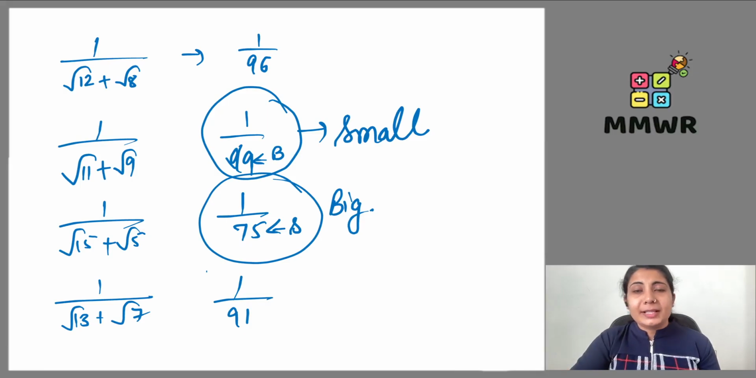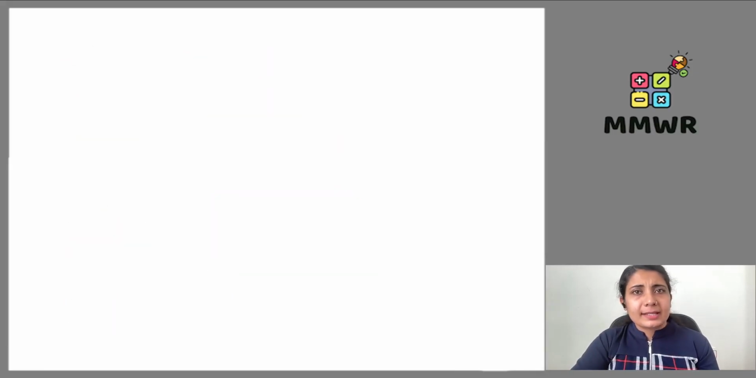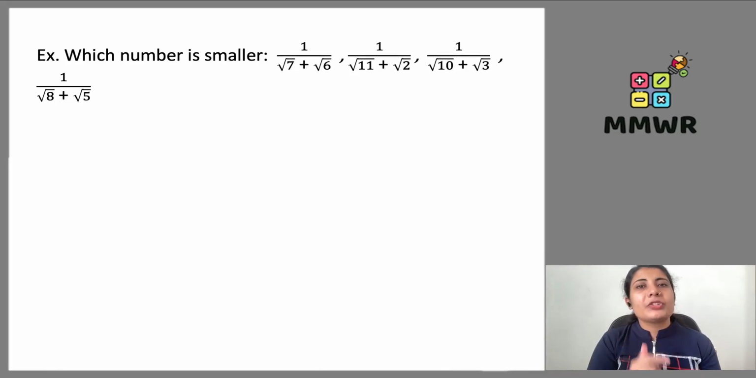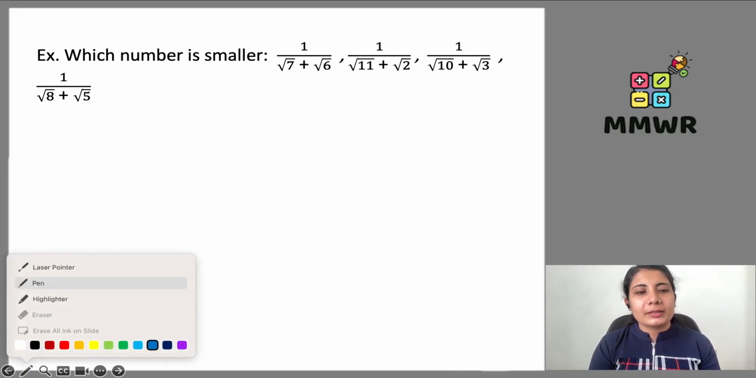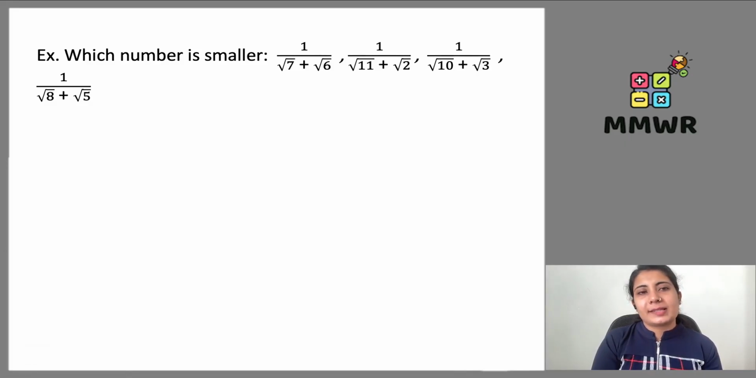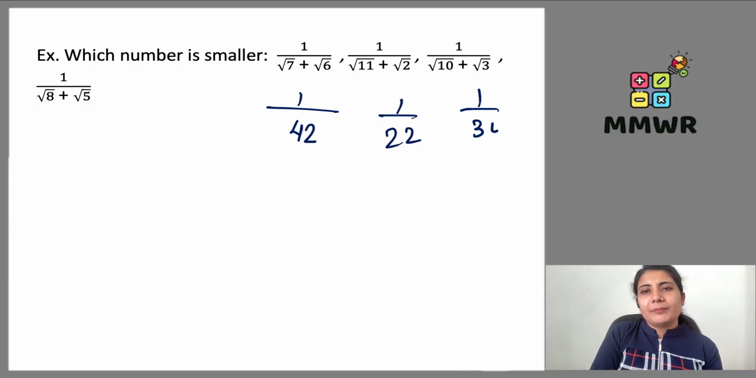Okay, let's look at another example in which we have to do the comparison. So this is exactly the same example, only this time we have the denominator's value. So we'll do it by the shortcut method, and the shortcut method says that 1 upon root 7 plus root 6, that means 1 upon root 42, 1 upon 22, 1 upon 30, and this gives me 1 upon 40.